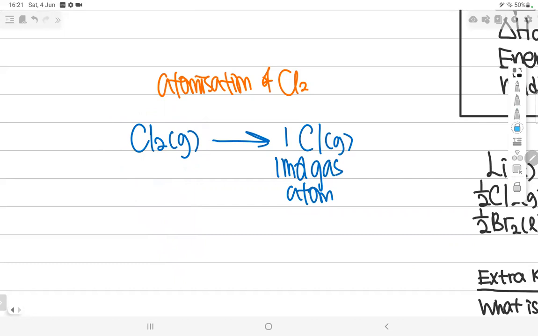So how to balance it? We need to put a half here to balance it. Then only you get this equation. So this is atomization of chlorine. Then some students will ask, Mr. Martin, why don't we put a 2 here to balance it? You see, we have 2 chlorine here, and 2 chlorine there. So what's the problem here?